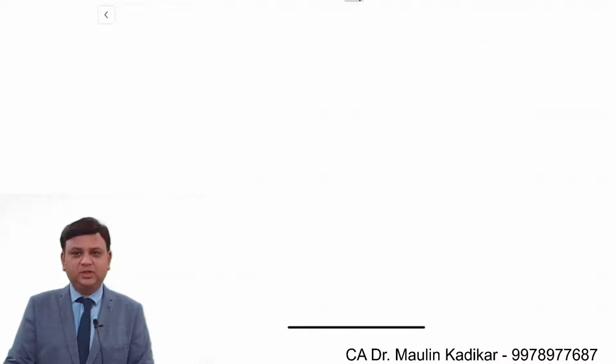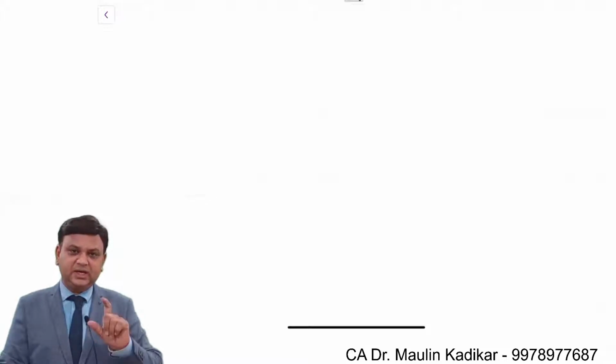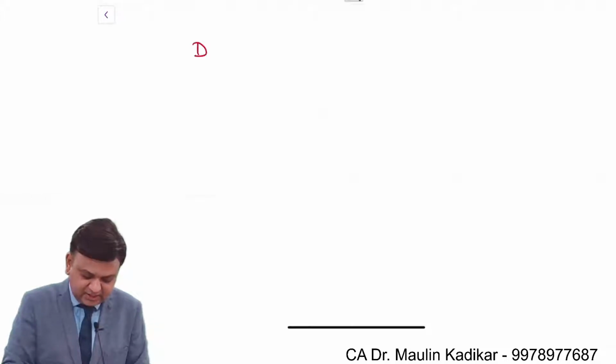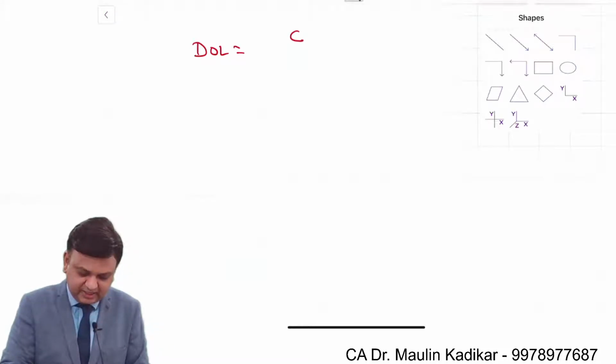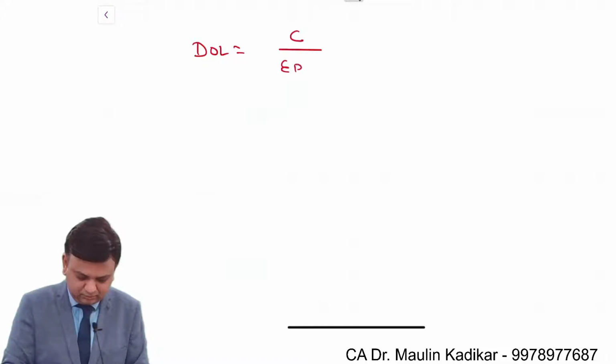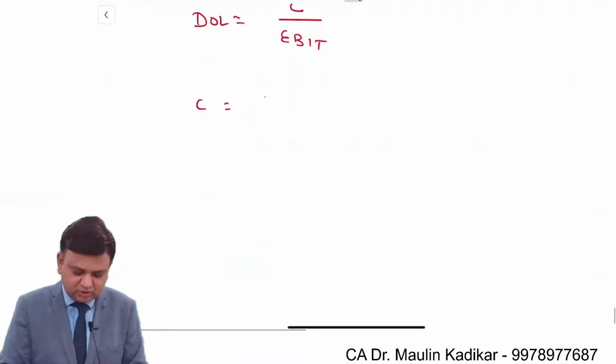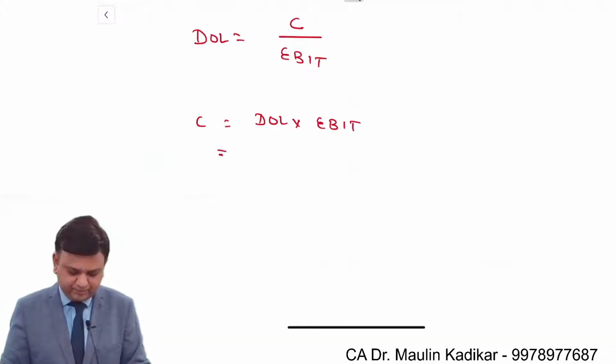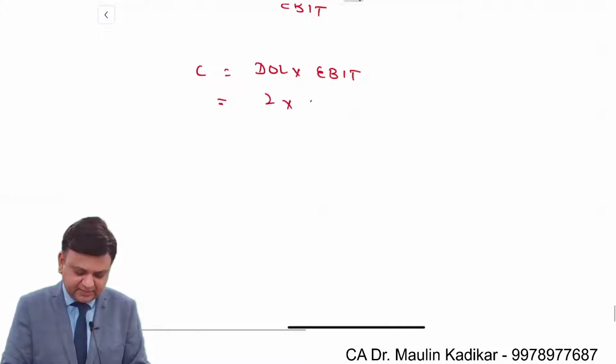Now there is a query from a student that, sir, can we use the DOL formula to do this answer? Then giving explanation to that question. Yes, you can do it. However, how to do that answer, I explain that to you. If you feel that DOL is equal to contribution upon EBIT, so contribution is equal to DOL into EBIT, DOL we have calculated as 2, this is 50,000, so this is 1 lakh.